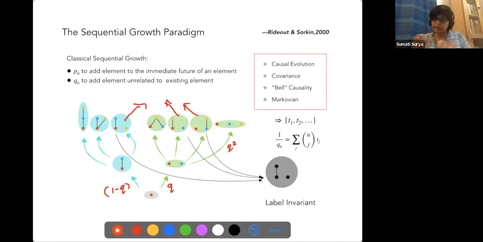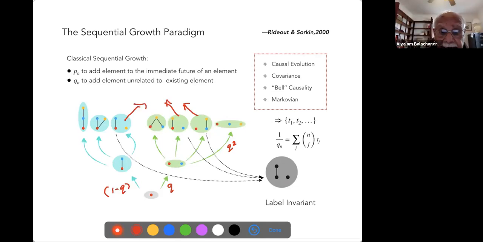It's a slightly technical point, but it's essentially to say that since it's a causal evolution and the new element comes and is going to be the future of a set of elements, its precursor set, it shouldn't matter what elements there are which are not in its precursor set. It should only be determined by how many connections it makes to the set of things that it will make connections to.